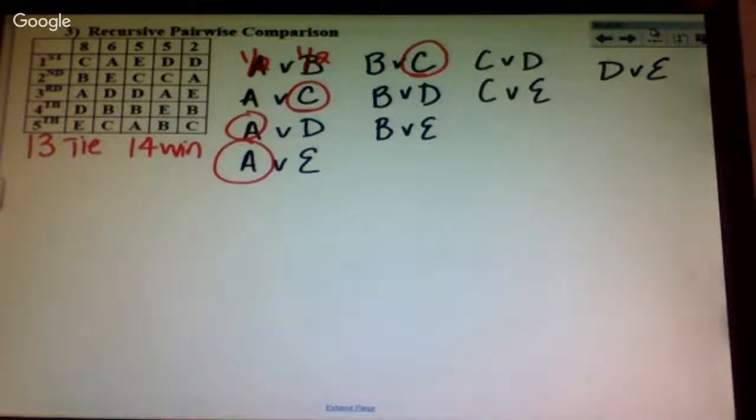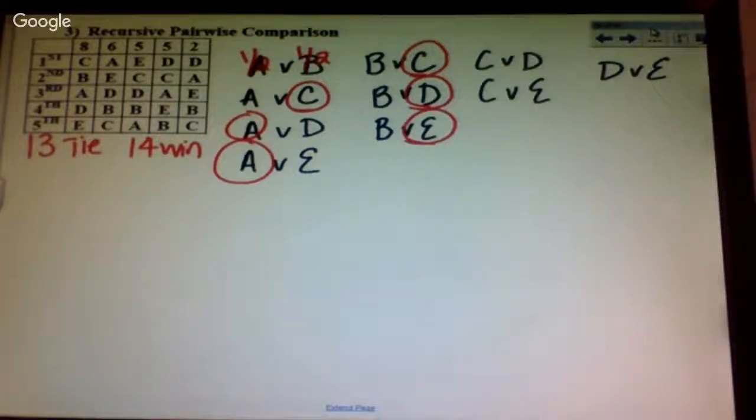B versus D. This is B. Everything else is D, correct? So this is the regular pairwise way. Hold on. It's easy. Breathe. Okay. B versus E. B takes this column. E takes everything else, correct? So E wins this one.